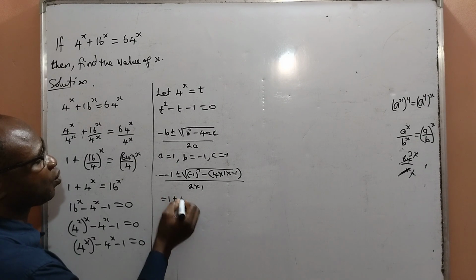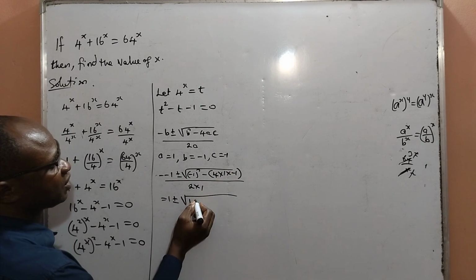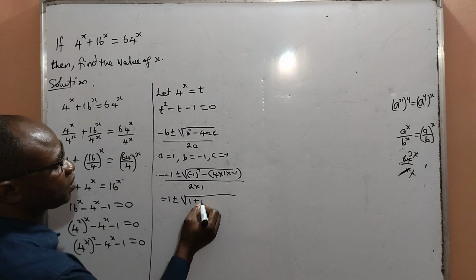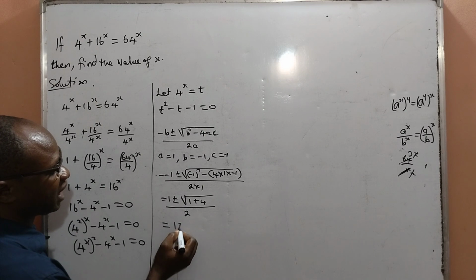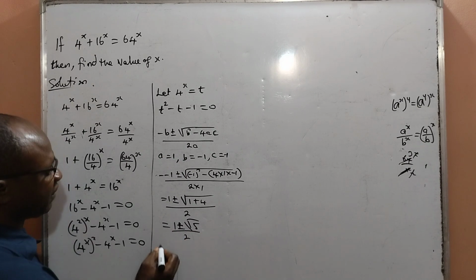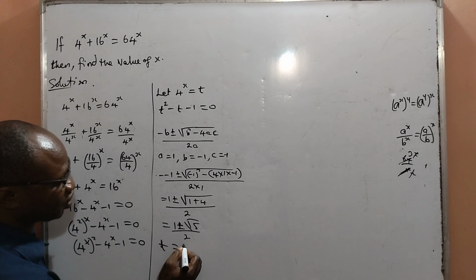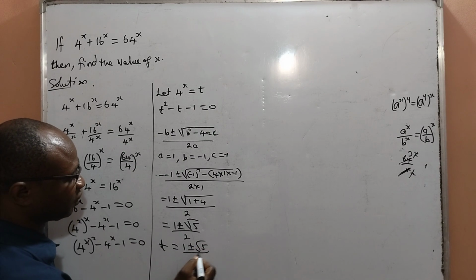And this is going to give me 1. Then the square root of 1 squared is 1. Minus times minus is plus. And then 4 times 1 times 1 is 4, all over 2. Moving forward, I have 1 plus or minus the square root of 5 all over 2. What have I gotten? I have gotten that t is equal to 1 plus or minus the square root of 5 all over 2.